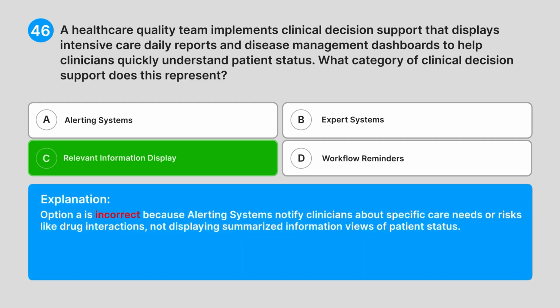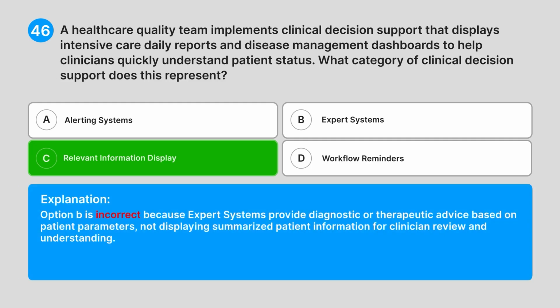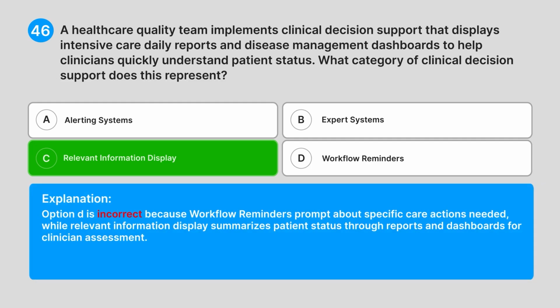Option A is incorrect because alerting systems notify clinicians about specific care needs or risks like drug interactions, not displaying summarized information views of patient status. Option B is incorrect because expert systems provide diagnostic or therapeutic advice based on patient parameters, not displaying summarized patient information for clinician review and understanding. Option D is incorrect because workflow reminders prompt about specific care actions needed, while relevant information display summarizes patient status through reports and dashboards for clinician assessment.